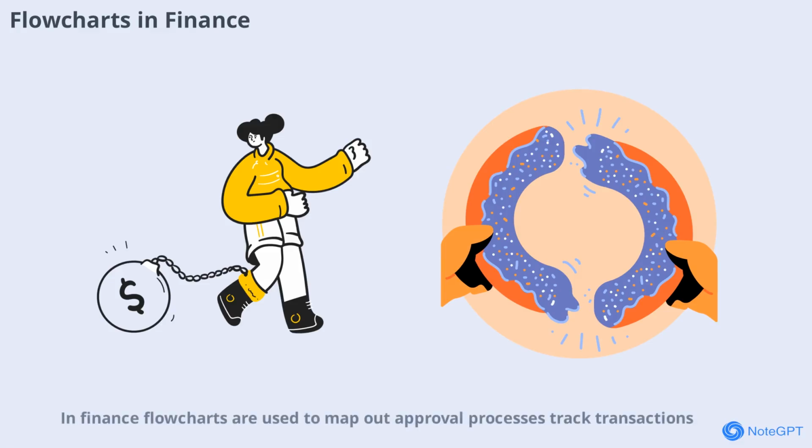In finance, flowcharts are used to map out approval processes, track transactions, and ensure compliance with regulations. They help teams understand how money moves through an organization and identify areas for improvement.